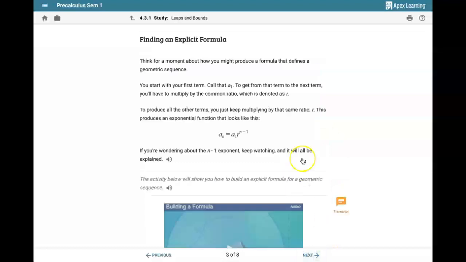Moving forward here, finding the explicit formula. Okay, so this is that formula, or a version of that formula from the intro video. We start with the first term and we're going to call that A1. From that term to the next term, we have to multiply by this common ratio, which is R. And we talked about that, that's how we get there.